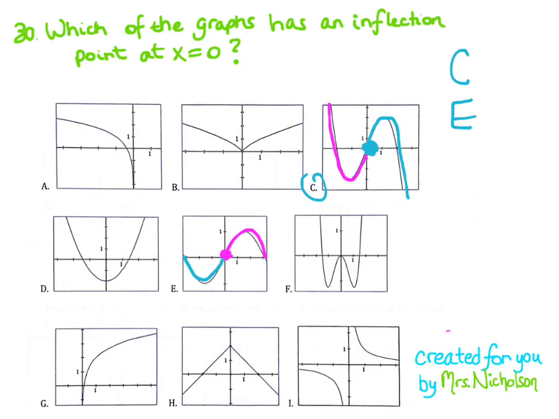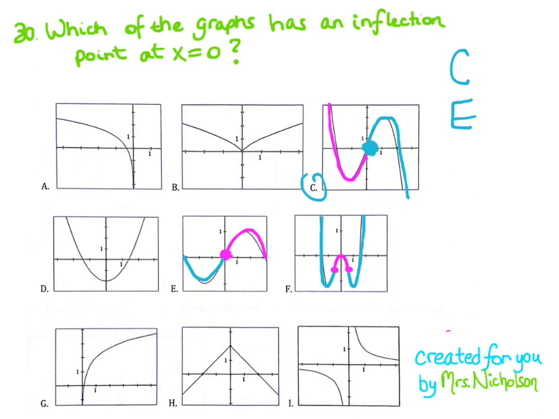On question F, graph F is concave up here and here, concave down right here. So we do have inflection points here and here, but neither one of those are at x equals 0. So F, while it does have inflection points, they're not in the right place. So we're not going to include that one.